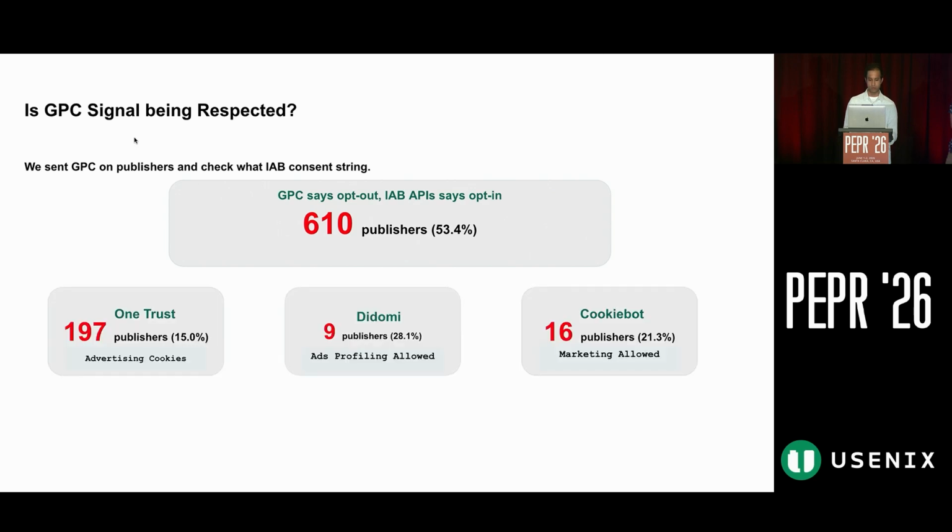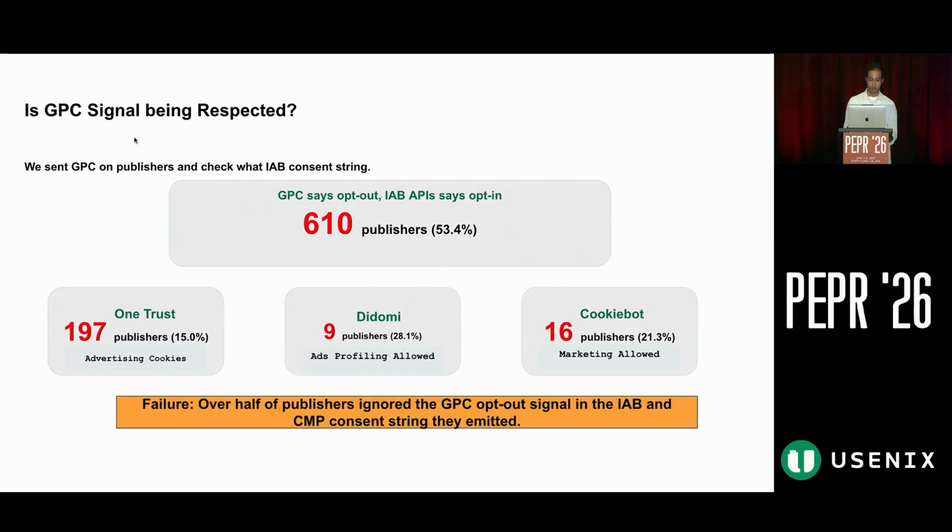And we also looked at 3 top CMPs in our work because it could be possible that some publishers are not using this IAB consent standard. They're using the CMP-defined standards. And even in those cases, we found, for example, in the case of OneTrust, that for 15% of the publishers where OneTrust was present and we sent the GPC signal, OneTrust still allowed setting of the advertising cookies according to their own definition.